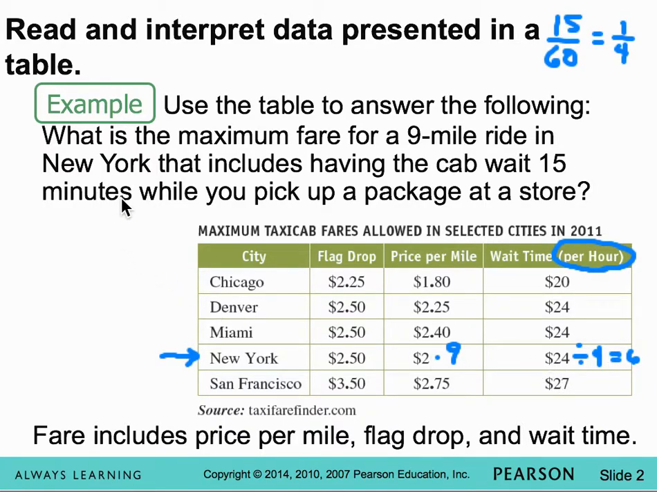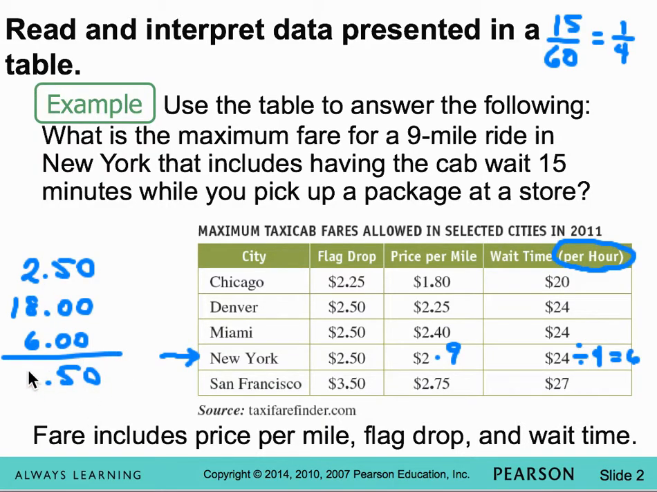So the fare is $2.50, right? Plus $18 even, plus $6. And we just add it up. So $26.50 for that fare.